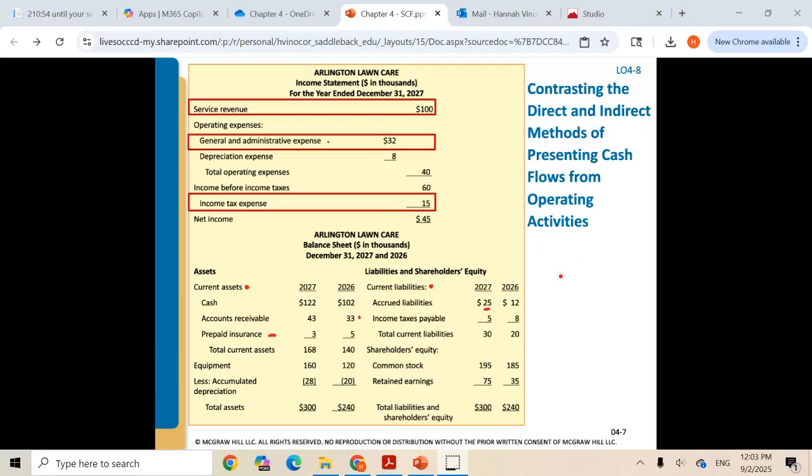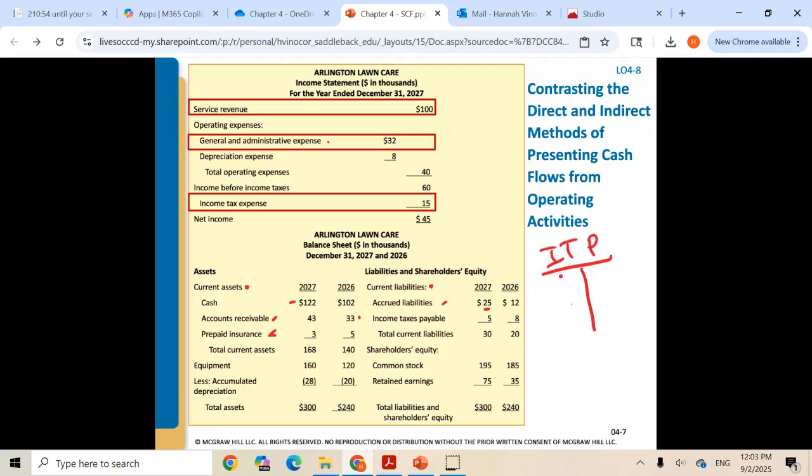I'm going to look next at my income tax payable because I have to look at all my current assets and current liabilities. So I've already, well, cash is cash, but I've looked at my AR and my prepaid and my accrued liabilities. So now I'm going to look at my income tax payable T account. I'm just going to draw it out here real quick.